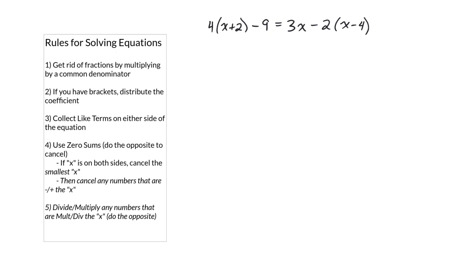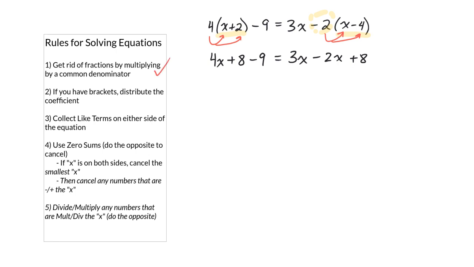Step 2 says if you have brackets, distribute the coefficient. Coefficient, remember, means the number in front of the bracket. So I've got 2 brackets here and here. So I'm going to need to distribute the number in front. Remember, the distribution is only for the numbers inside of the brackets. Pay attention to whether the coefficient is positive or negative. In our second bracket, we have a -2 in front of those brackets. So when I distribute, that -4 inside the bracket becomes a +8 because -2 times -4 is +8.